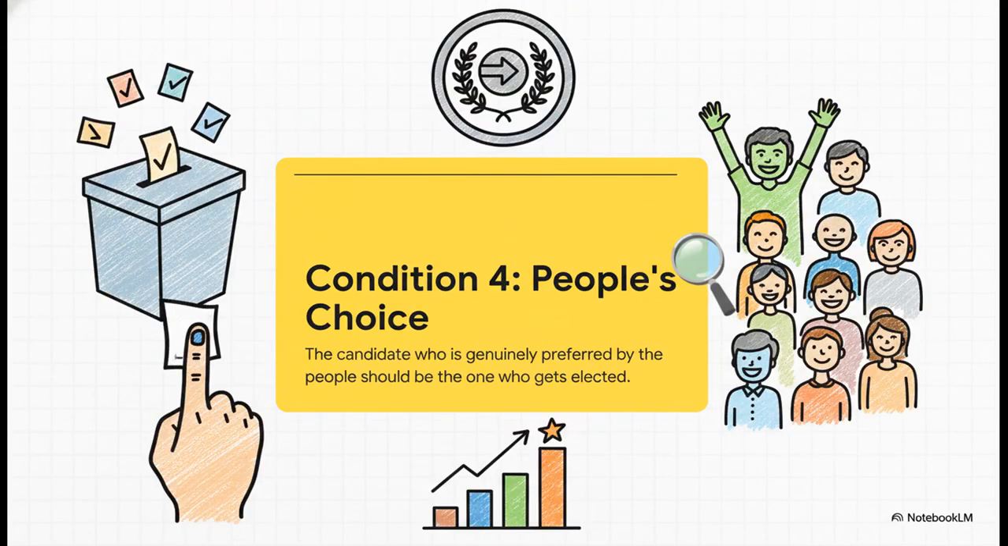Our fourth condition is very straightforward. The winner should be the person the people actually chose. This means the candidate who receives the most votes, the one who is genuinely preferred by the voters in that area, must be declared the winner. The people's decision has to be the final one.